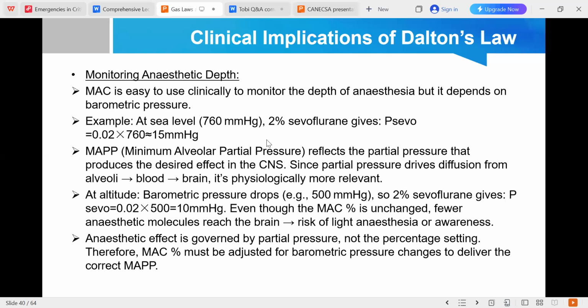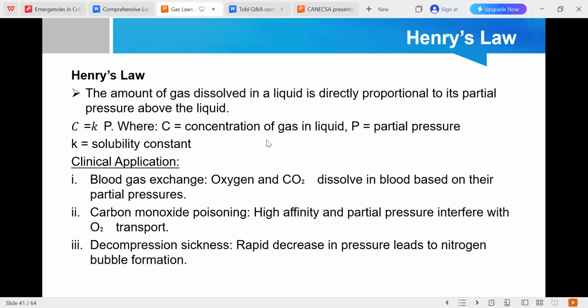So although it's easier to use MAC to calculate the depth of anesthesia, what usually matters, especially at different altitudes or barometric pressures, is the minimum alveolar partial pressure. So anesthetic effect is governed by partial pressure, not by the percentage setting. We must always adjust our MAC setting, especially in environments with different barometric pressures, in order to deliver the correct minimum alveolar partial pressure.